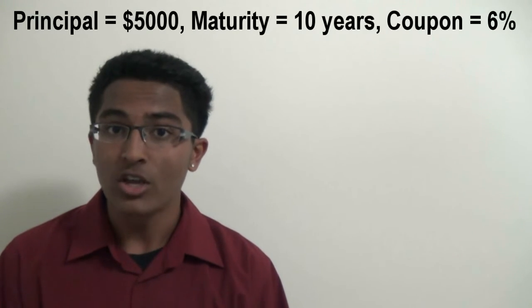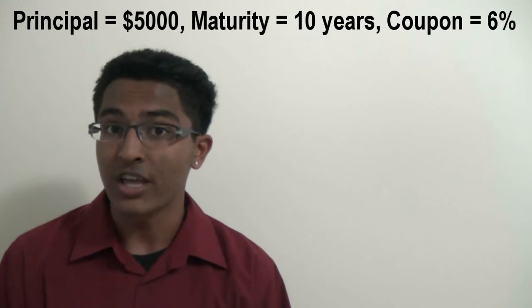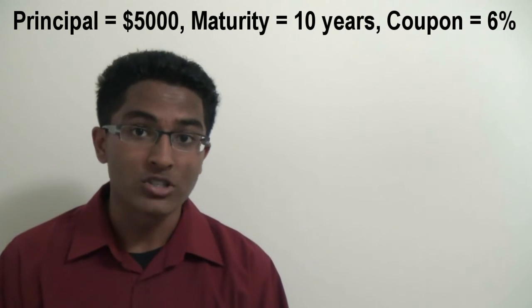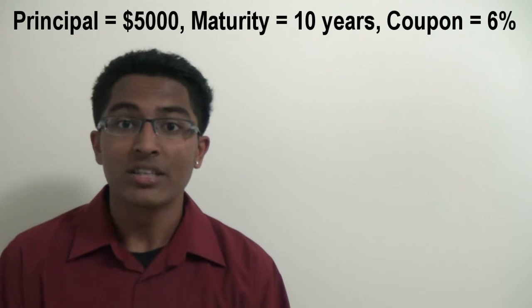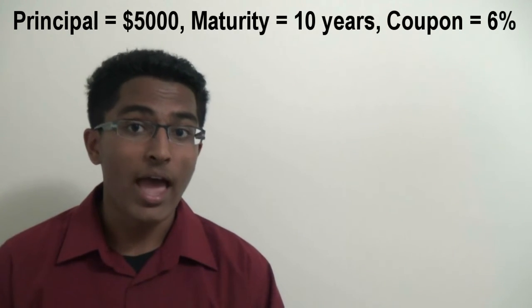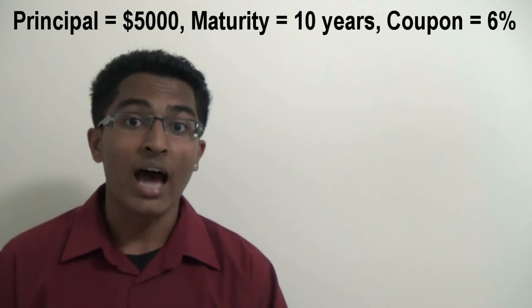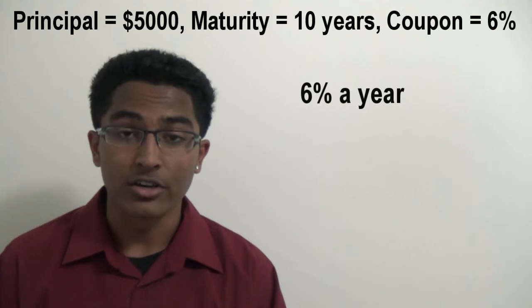Now that you know the terms, let's see them in action with another example. Say a company needs money to expand its business overseas. They issue $5,000 bonds with a maturity of 10 years and a coupon of 6%. They issue bonds to the public market because they need the money to expand. So I buy the bond, and my $5,000 is now with the company, and I get 6% a year.